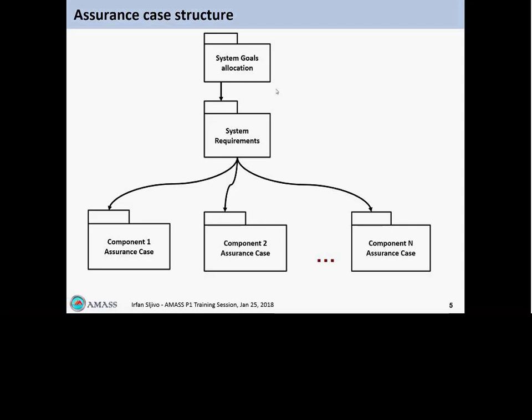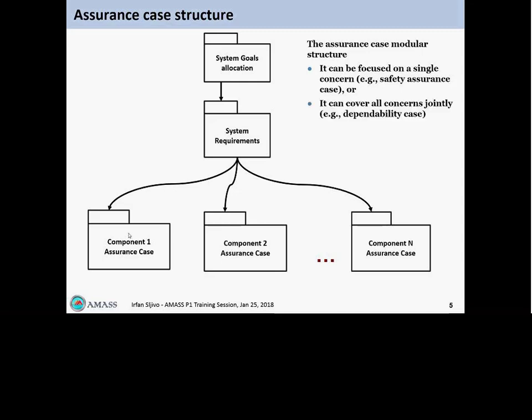Especially if we talk about reuse, if we're using component one, we could also reuse this module with that component. So this would be a structure that can be focused around a single concern. For example, if we have a safety assurance case, then we could have this structure to talk about safety goals, safety requirements, and then the satisfaction of safety requirements by each component. But it could also be used to cover all concerns jointly.